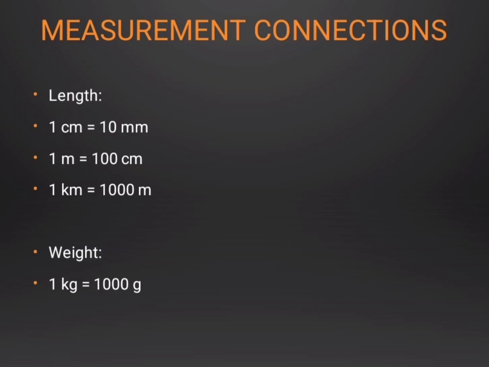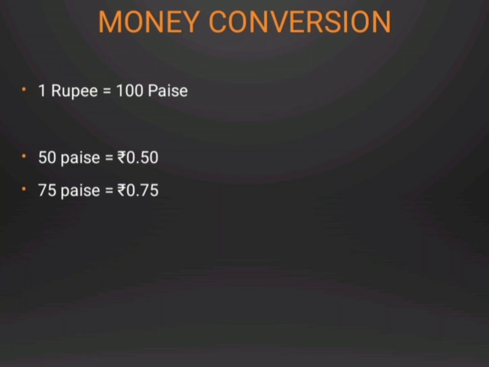Moving to the measurement connections in real life, we have the following measures. 1 centimeter is 10 millimeters, 1 meter is 100 centimeters, 1 kilometer is equal to 1000 meters. Also, 1 kilogram is equal to 1000 grams. For conversion from smaller to bigger units, we multiply by 10, 100 and 1000 accordingly, and for bigger to smaller unit conversion, we divide by 10, 100 and 1000 accordingly. Also for money conversion, 1 rupee is equal to 100 paise, and the same rule applies here.